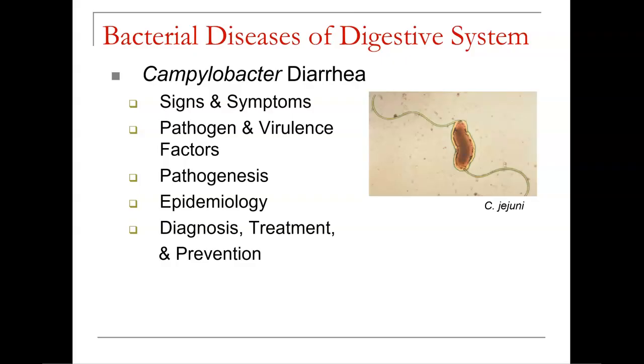Next one, we have Campylobacter diarrhea. The signs and symptoms of this will be nausea, vomiting, diarrhea, loss of appetite, abdominal pain, and cramps. Also, dysentery, producing loose, frequent stool that contains mucus and blood. The pathogen here will be Campylobacter jejuni. The virulence factor is adhesions, cytotoxins, and endotoxins. It will come in and invade the intestines, and virulence factors produce bleeding, lesions, and inflammation.